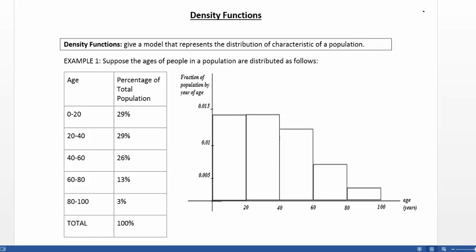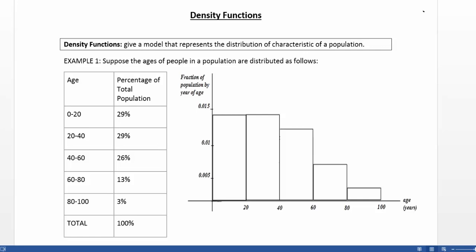In this population, people are grouped in ages with 20-year spans. Everybody from age 0 to 20 is grouped together, 20 to 40, 40 to 60, 60 to 80, and 80 to 100. In the second column, you'll see the percentage of the population that fits this characteristic. So 29% of the population is ages 0 to 20, 29% is 20 to 40, 26% is 40 to 60, 13% is 60 to 80, and 3% is 80 to 100.